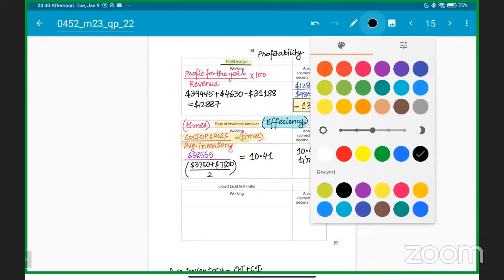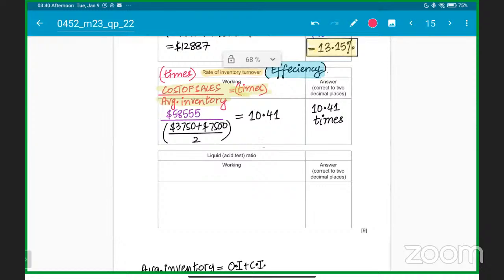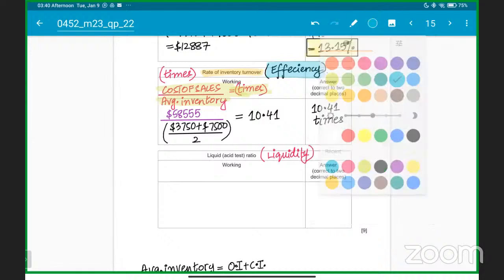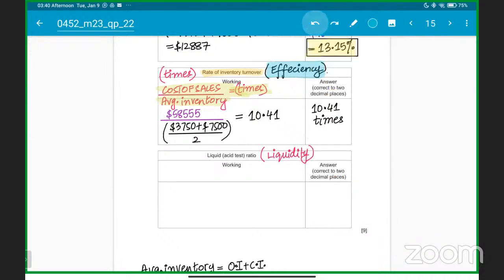Okay, got this? Clear? Then everyone knows about the liquidity ratio. That is basically about the liquid asset test ratio. The word itself suggests that we have to find the liquidity ratio. Getting it clear? Understood? Following that? Guys, clear?